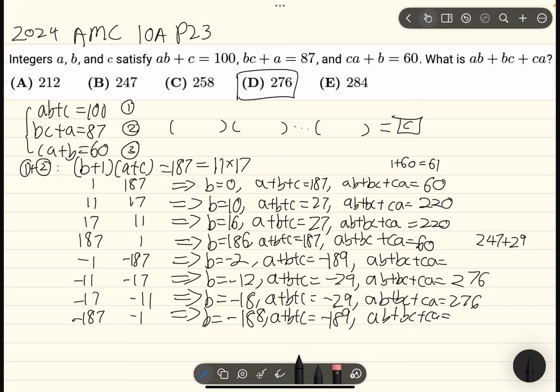So we don't even have to prove anything here. But if, say, we had another case and AB plus BC plus CA equals 284, since this is a single answer question, we would have to prove it. So we'd have to actually solve for A, B, and C and see which one is actually an integer solution here. So thank you.